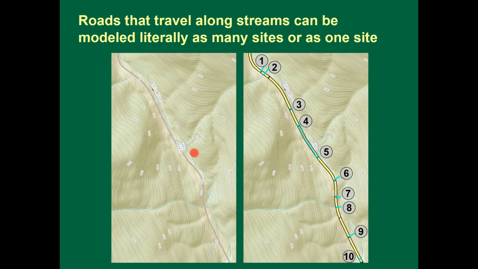The image on the right shows the same segment of highway divided into 10 segments, each draining to an outfall, which is denoted by these perpendicular blue lines. The sites could be modeled individually, so we could model 10 sites to see what's going on. Or we could lump the area to see the effect down here at 10.